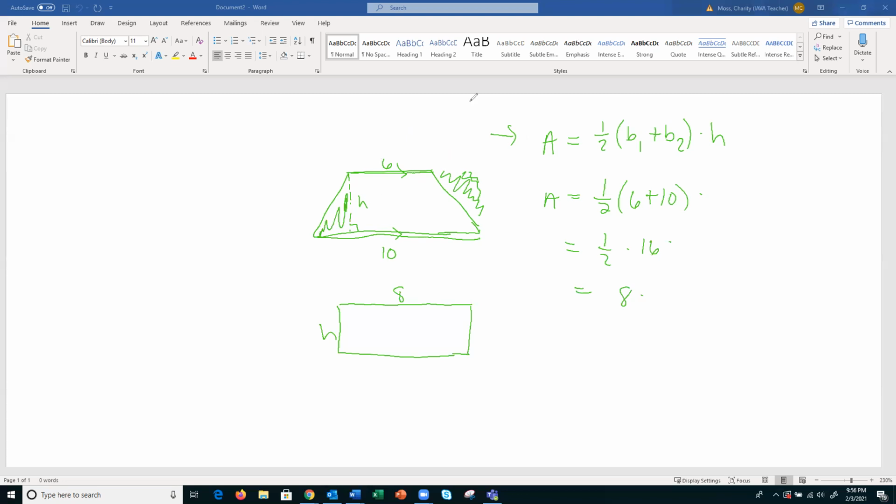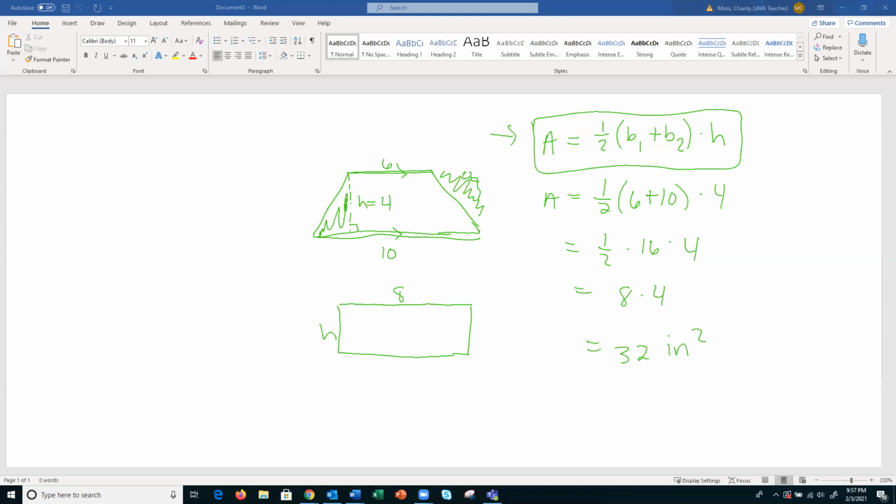So let's give this bad boy a height. The height for this one can be 4. Okay, so once you average those bases, you can just multiply it by 4, which would be 32 square inches. Okay, so again, if you need to, pause me and write this down, because you will have a trapezoid question that you will have to calculate on your test.